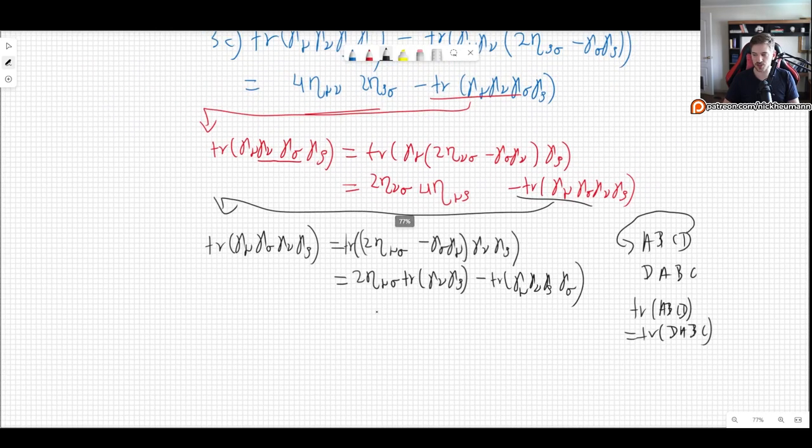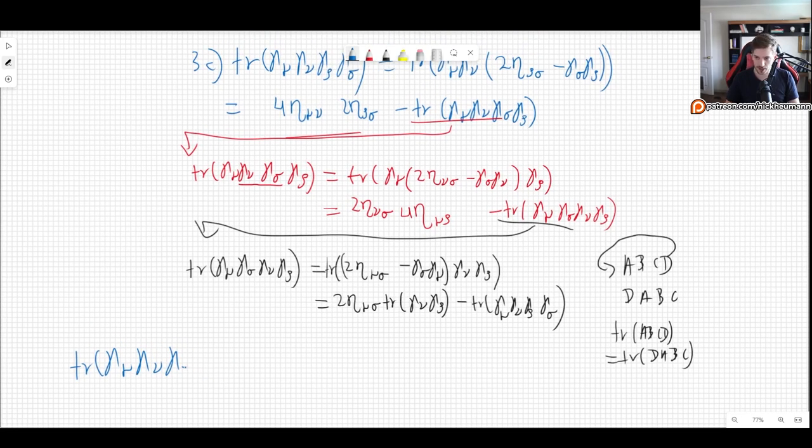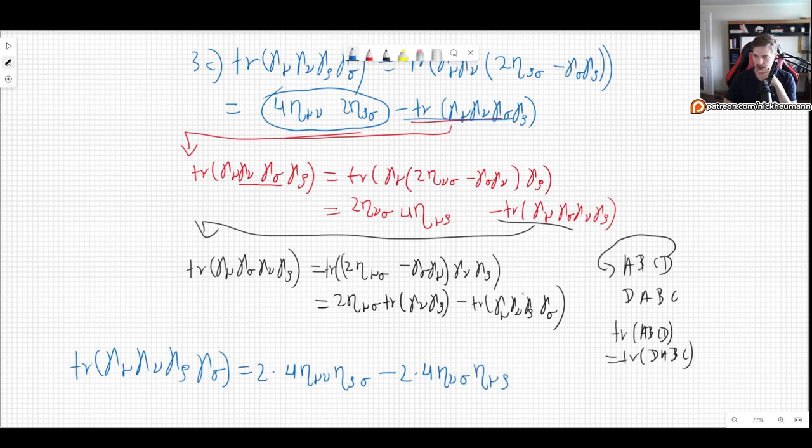Because let's take a look at the equation that we now have. Plugging this all back in, we have that the trace of gamma mu, gamma nu, gamma rho, gamma sigma is equal to, first we have this, so 2 times 4 eta mu nu eta rho sigma. I do it like this because this 2 is going to cancel out, so I don't bother rewriting later. But of course it makes no difference. Minus now this trace, which is what we have in red. So minus 2 times 4 eta nu sigma eta mu rho, and then minus this other trace, so minus minus, so it is positive, so we get plus.